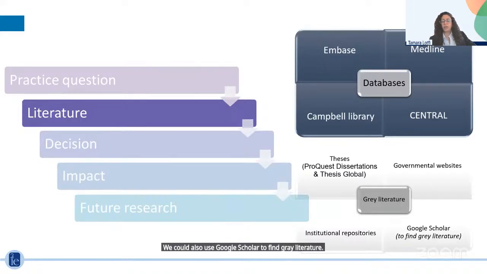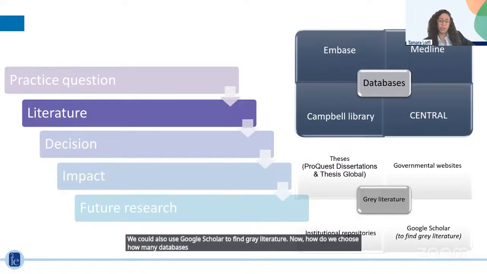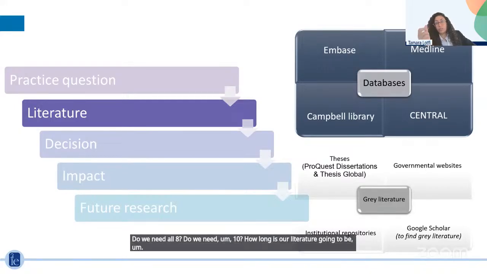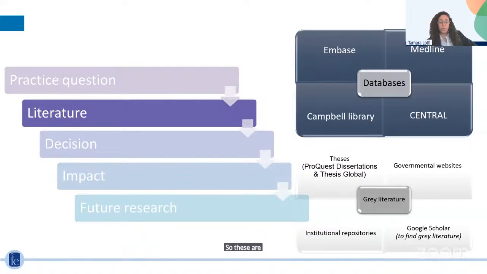Now, how do we choose how many databases we will search? Is one enough? Do we need all 8? Do we need 10? How long is our literature going to be including? So what is the time period of research that will be included? So these are questions that we should think of as we are doing our search.